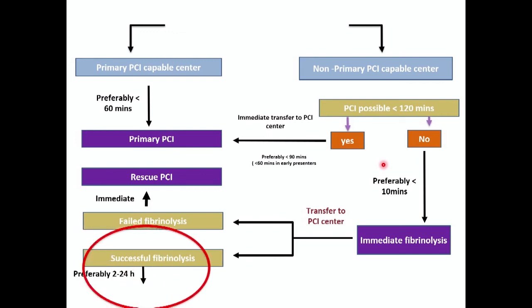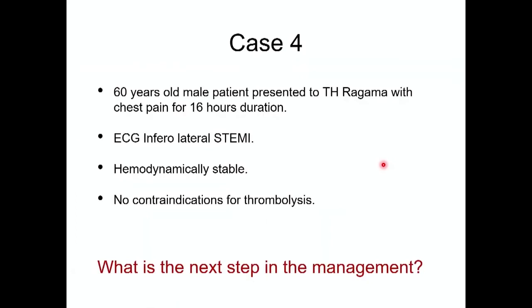So successful thrombolysis doesn't end there, because we need to give the thrombolysis. It dissolves the clot, but the disturbed plaque will still be there. If you don't fix the plaque, it might thrombose again or restenose again. So ideally, all of these patients should have an angiogram and PCI.